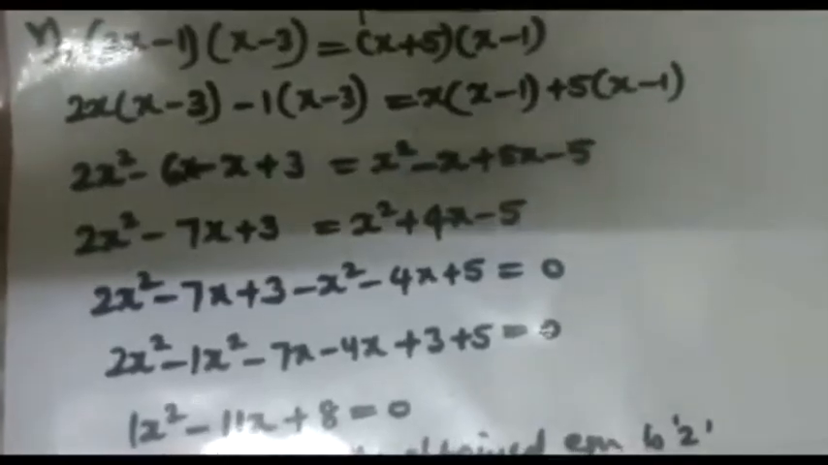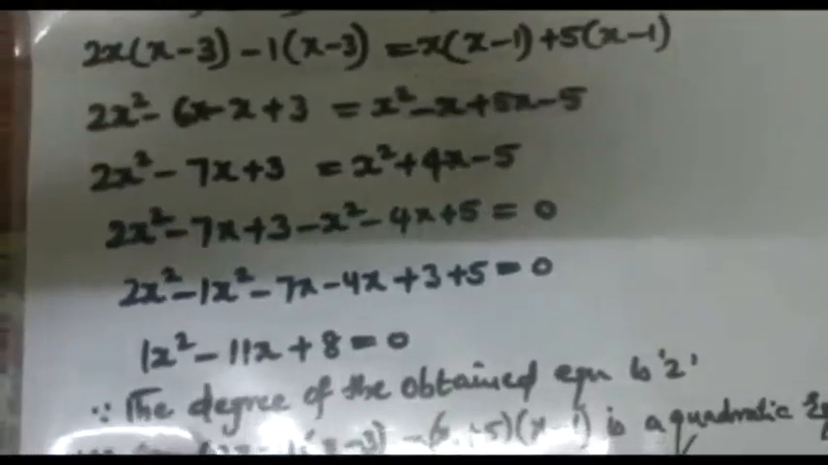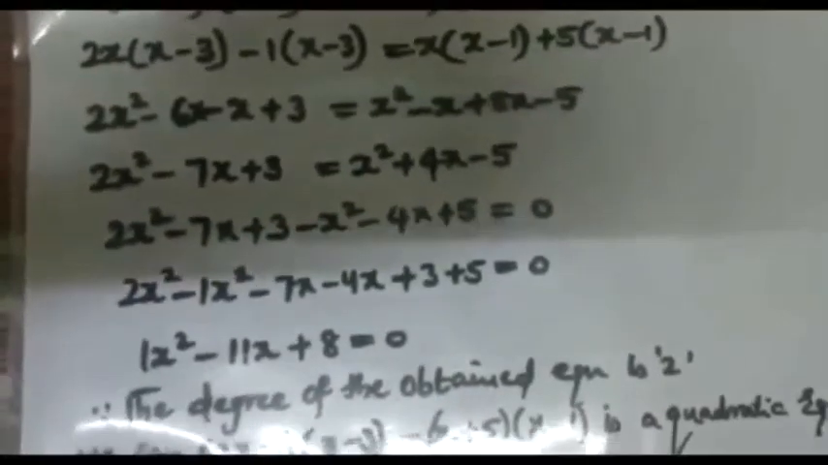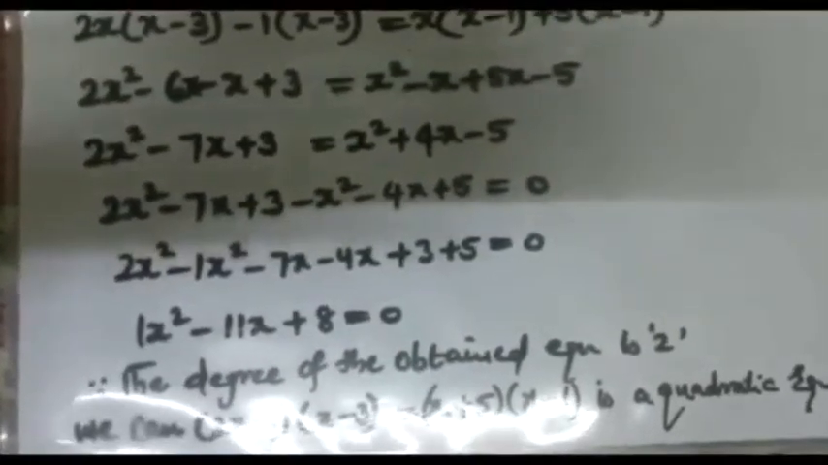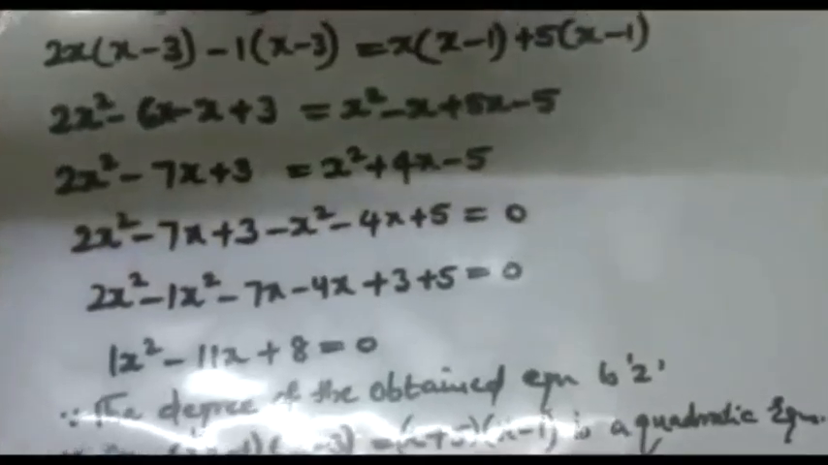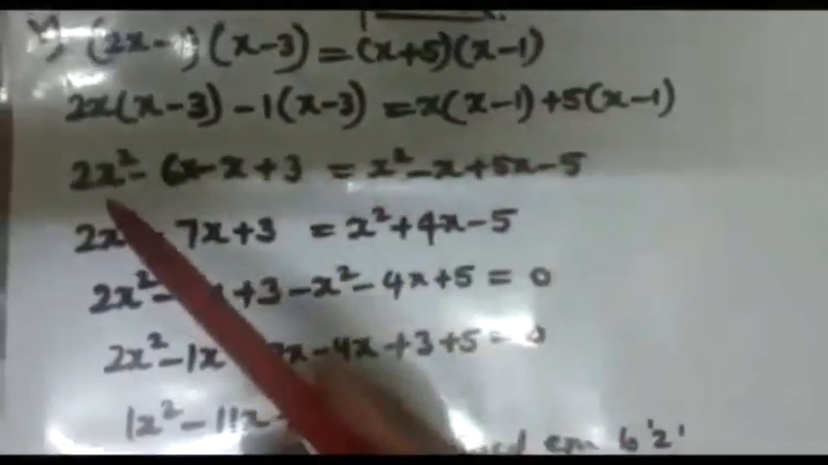And here you can see the degree is 2. So we have to conclude that since the degree of the obtained equation is 2, the given equation is forming a quadratic equation. Now in the previous video I discussed with you a tip on how to transpose, how to decide whom to transpose, like for example the left hand side should go to the right hand side or the right hand side should go to the left hand side.